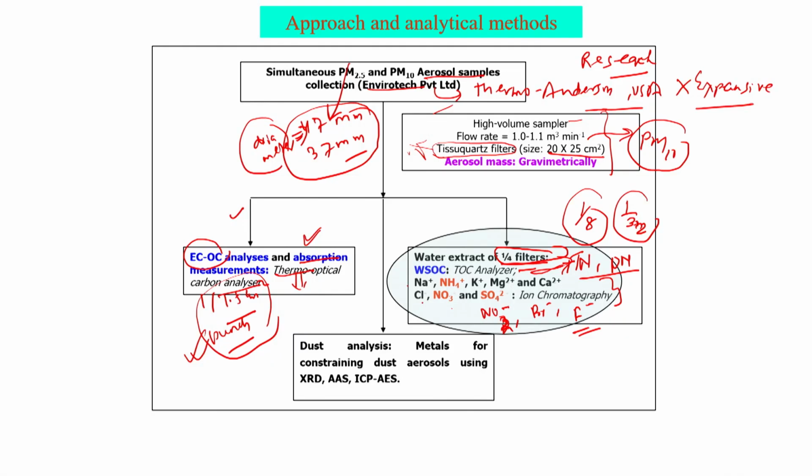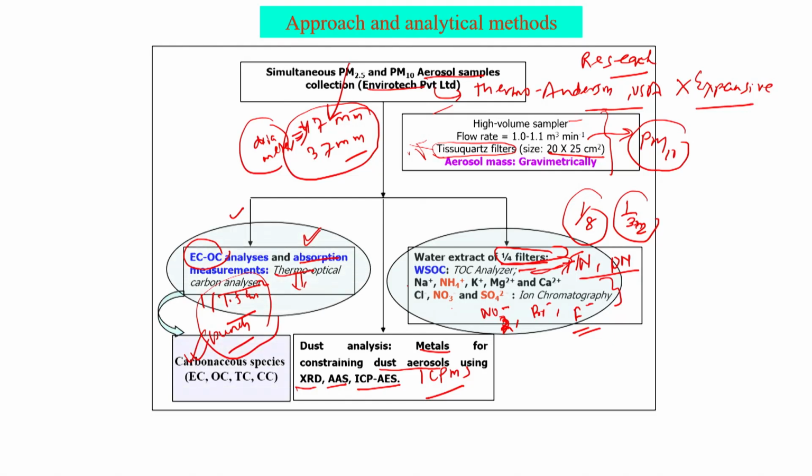For the dust analysis, you usually measure metals for constructing dust aerosol using X-ray diffraction or atomic absorption spectroscopy, or ICP-AES or ICP-MS, inductively coupled plasma mass spectrometry. I am not going to discuss these things in detail because this will be a very different topic of discussion.